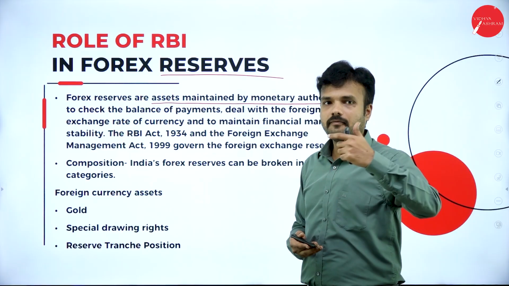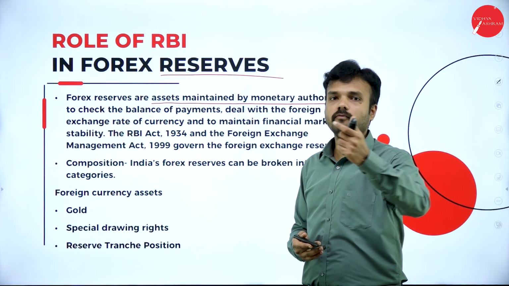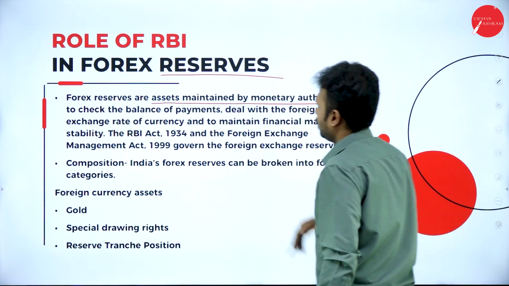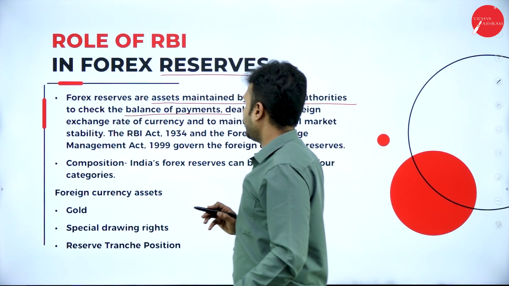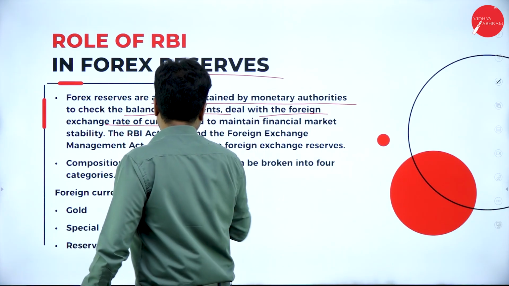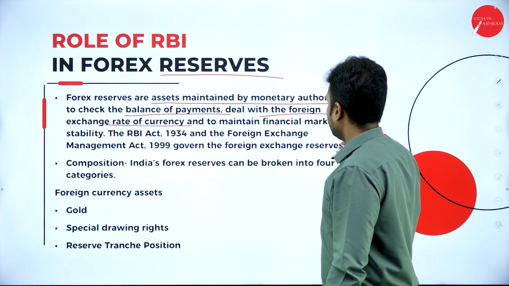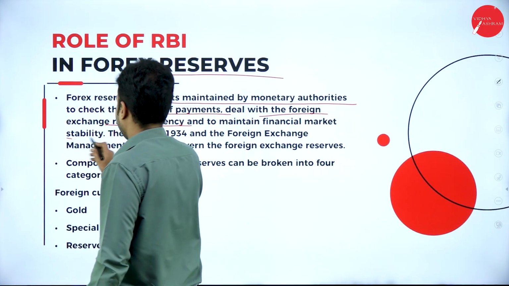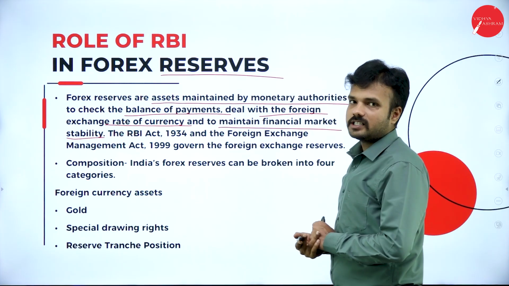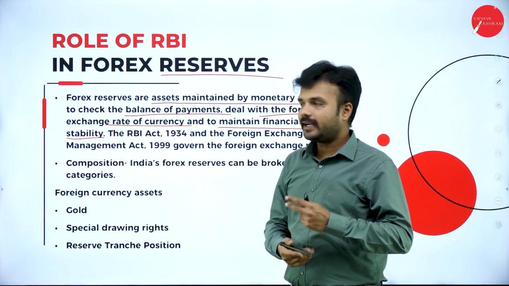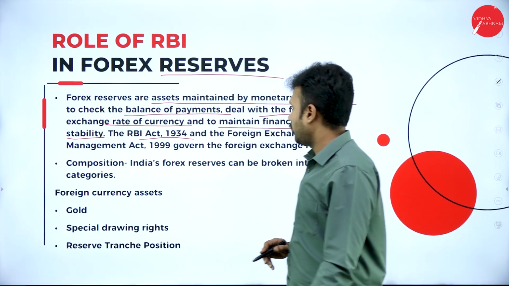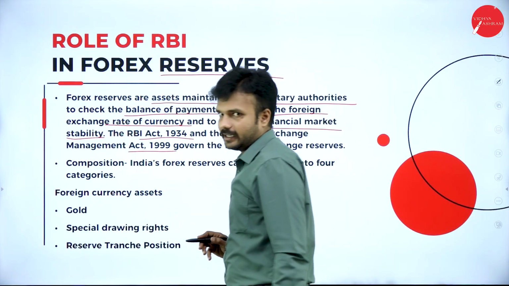So as I said before, when manufacturing currency notes, it must keep the same worth of asset as a stock. The Reserve Bank of India checks the balance of payment in terms of trade, deals with the foreign exchange rate of currency, and maintains financial market stability, right? It is going to deal with the foreign exchange market. This foreign exchange reserve is governed by two acts. Number 1, Reserve Bank of India Act 1934. Number 2, Foreign Exchange Management Act 1999.